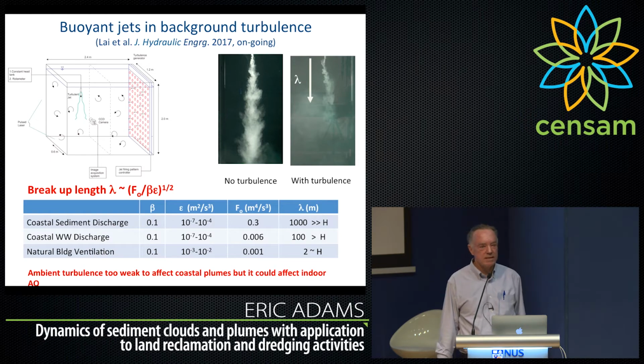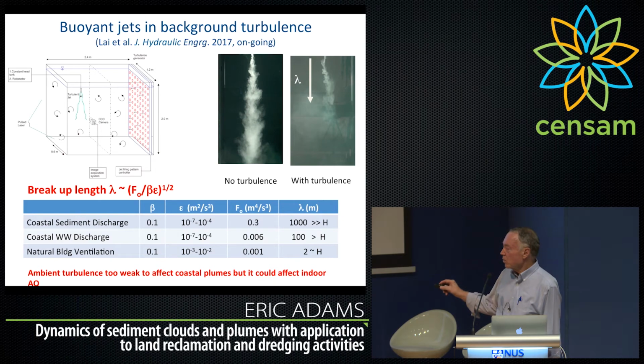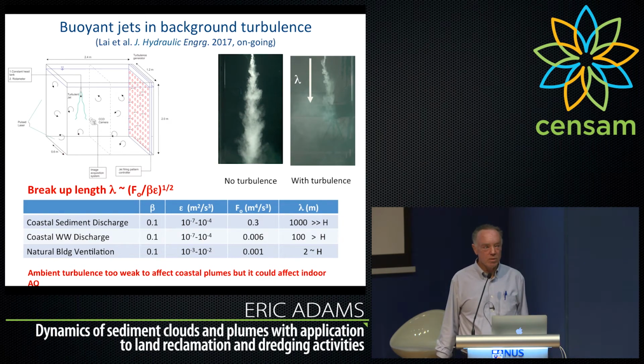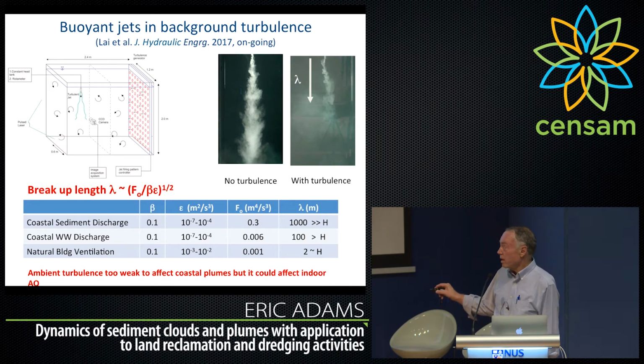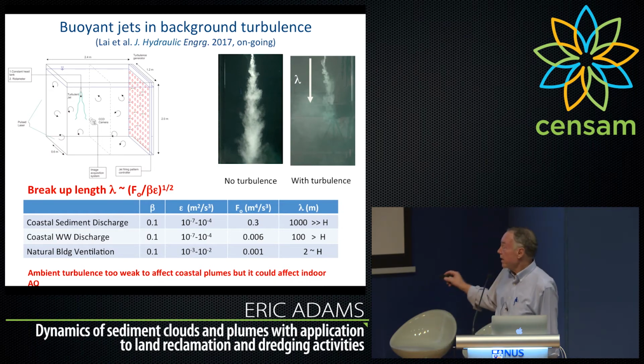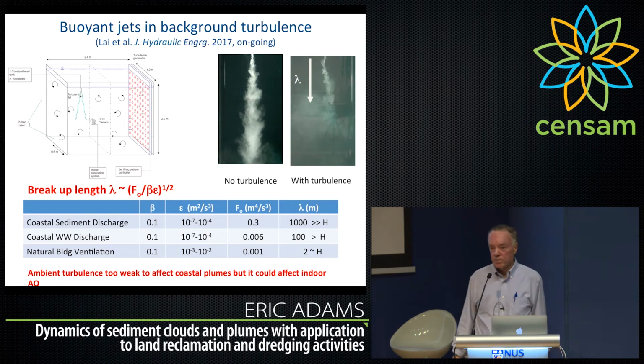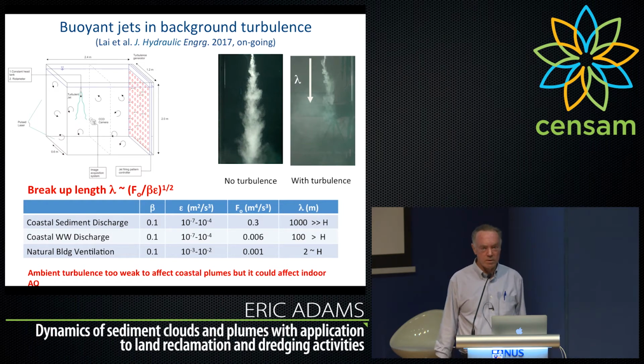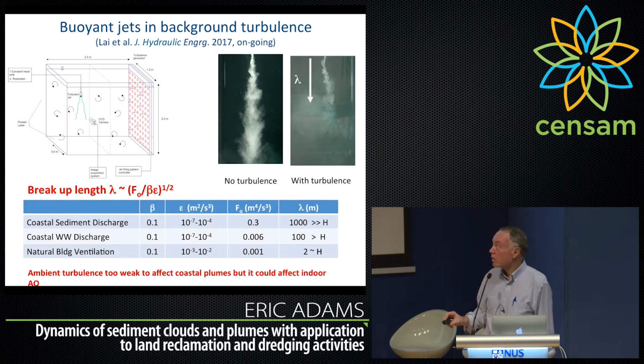So turbulence does not seem to be a problem as far as coastal sediment discharges is concerned. We looked at wastewater discharges, and they might be on the margin, but probably not. What we think is actually an interesting area to explore would be indoor air quality and ventilation and convective plumes due to human activity. And so the typical depth lambda is around the ceiling height. So it's probably important in a case like that.